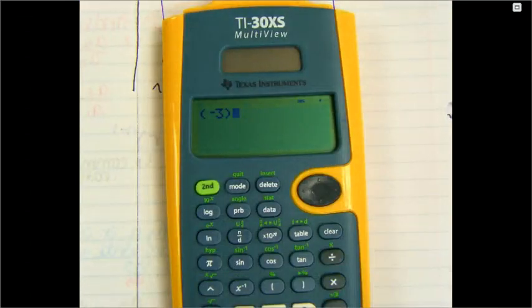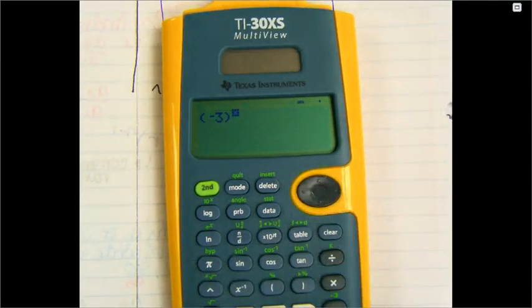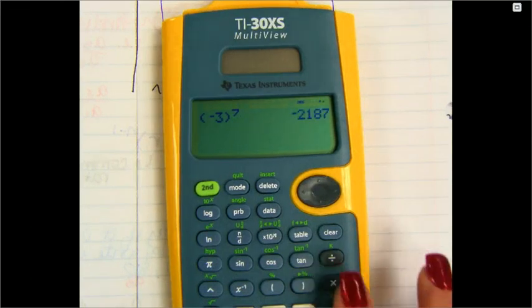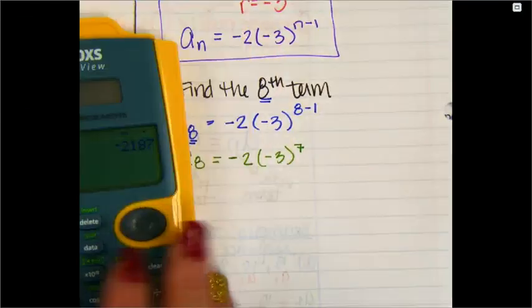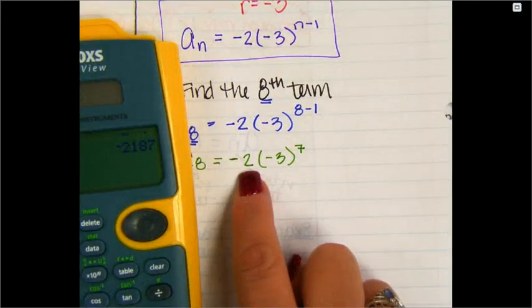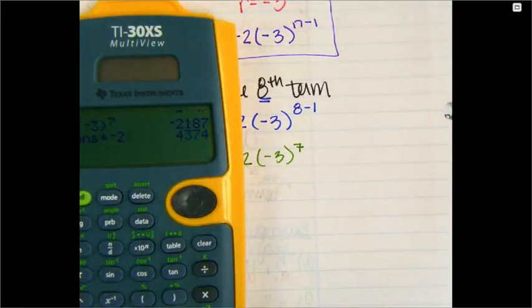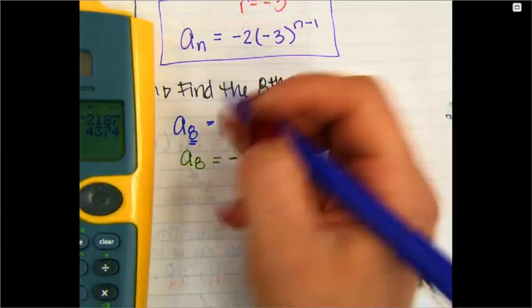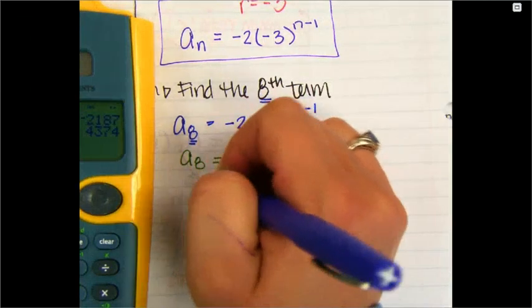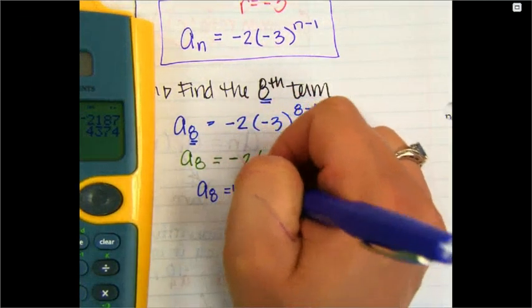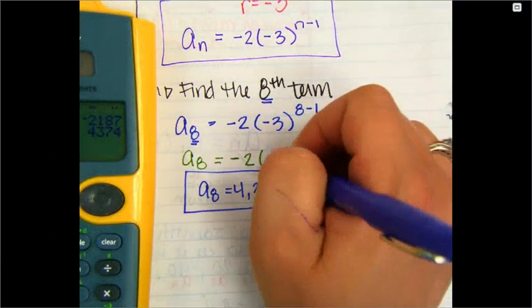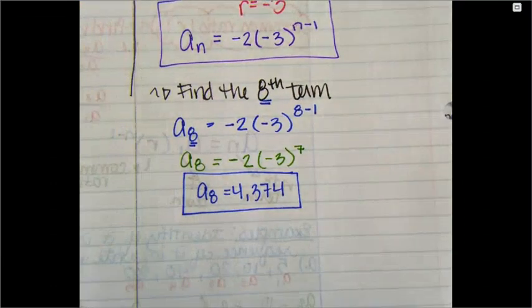Who remembers? The little arrow. It's called the caret, yeah? We press caret. And then what is our exponent? 7. Then we can go ahead and press what? Enter. We're not done, we have to multiply by, not 2, -2. And then we press enter. And we get a sub n equals 4,374. We good?